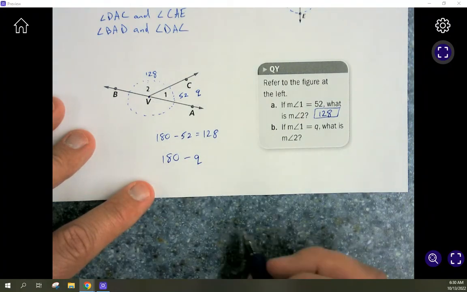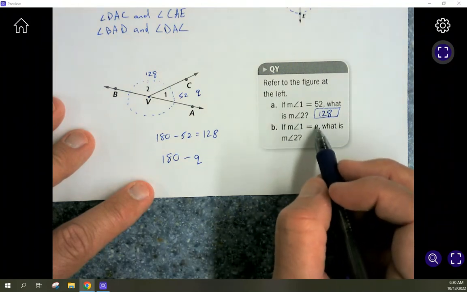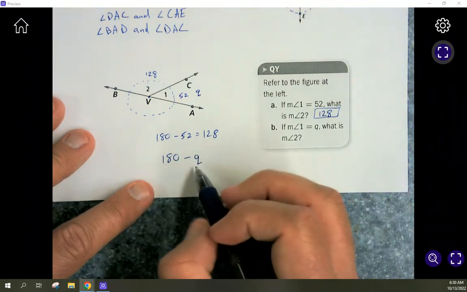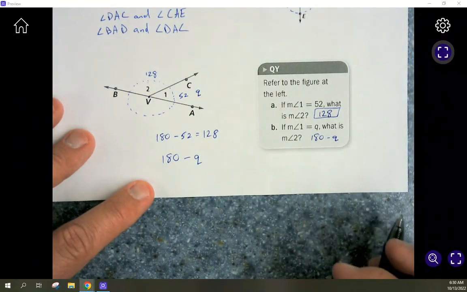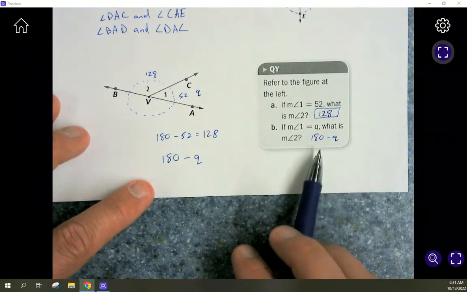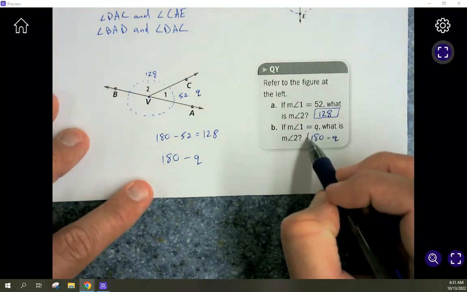And there's no solving it. Okay, if the measure of angle 1 is Q, we know the measure of angle 2 is 180 minus that measurement of Q, because together they have to add up to 180. So that would be your expression for angle 2.